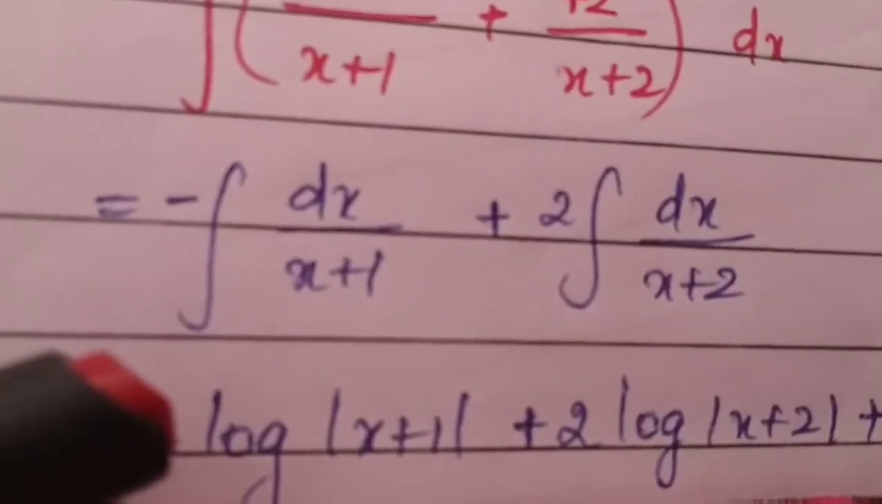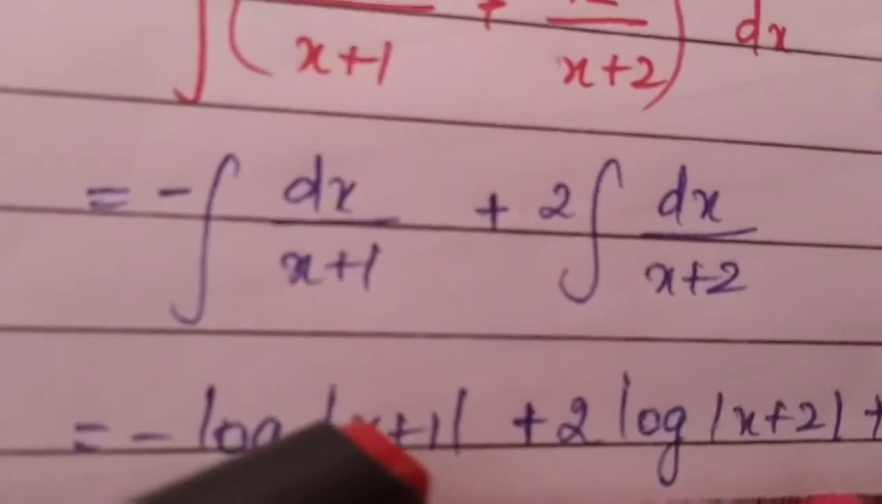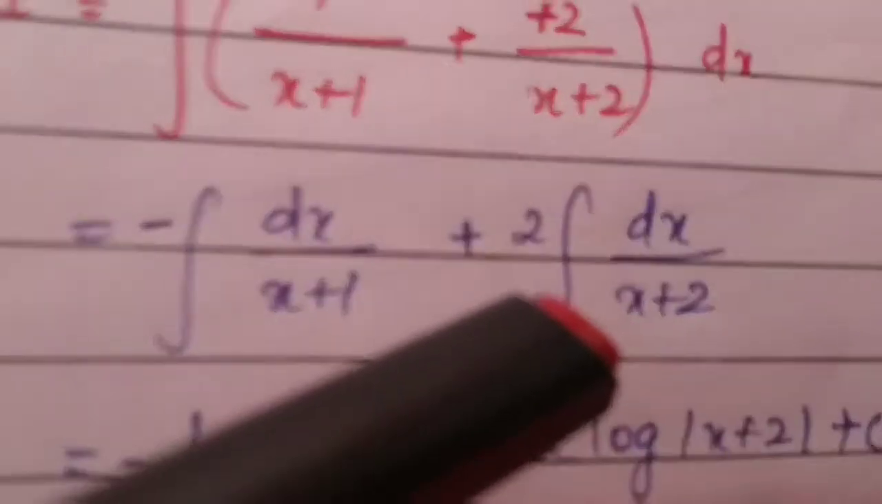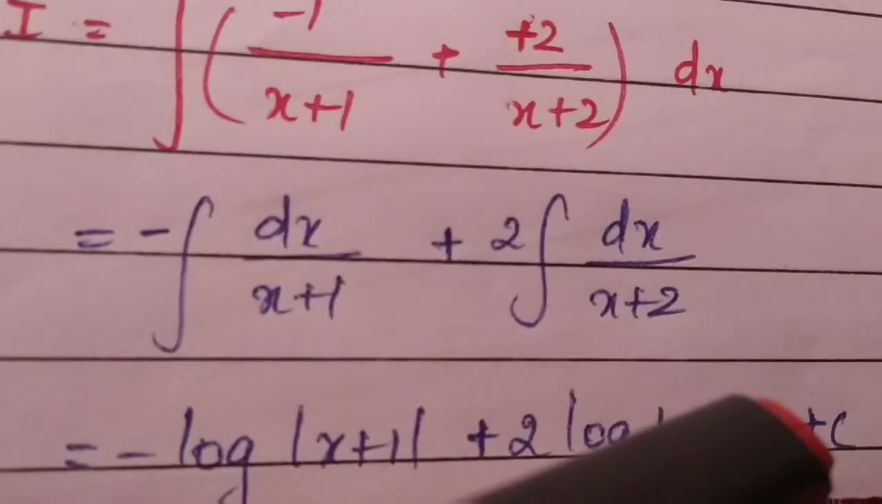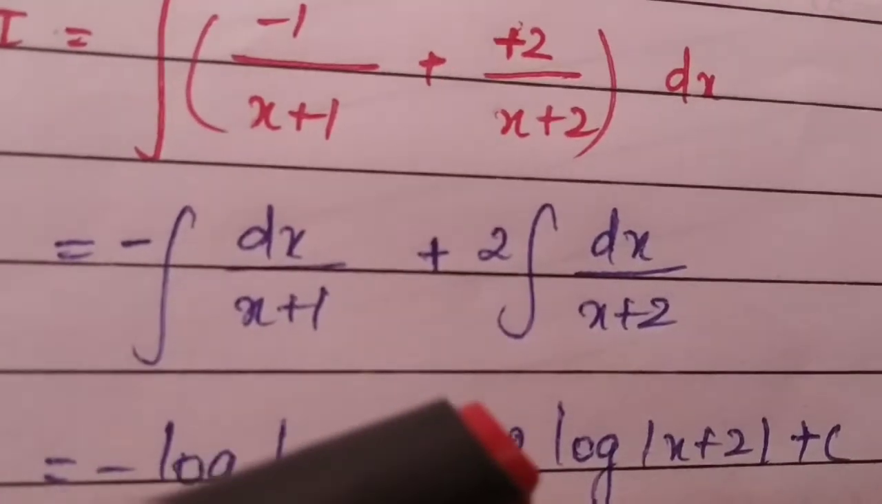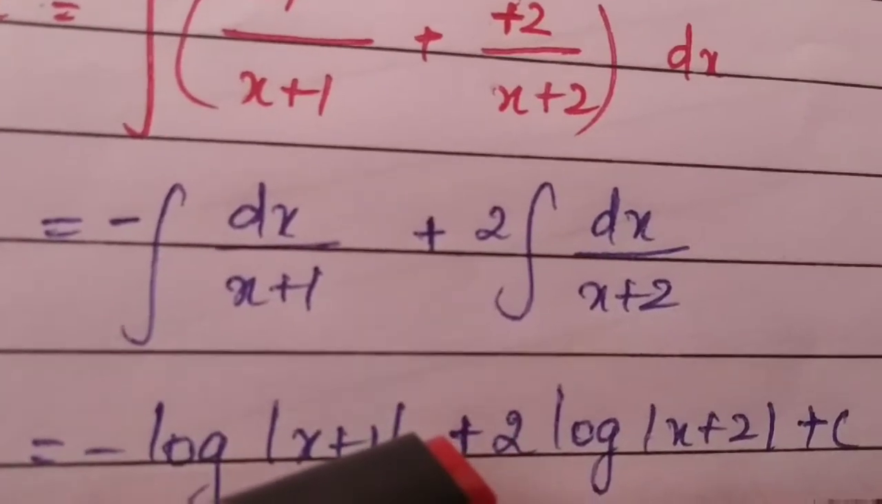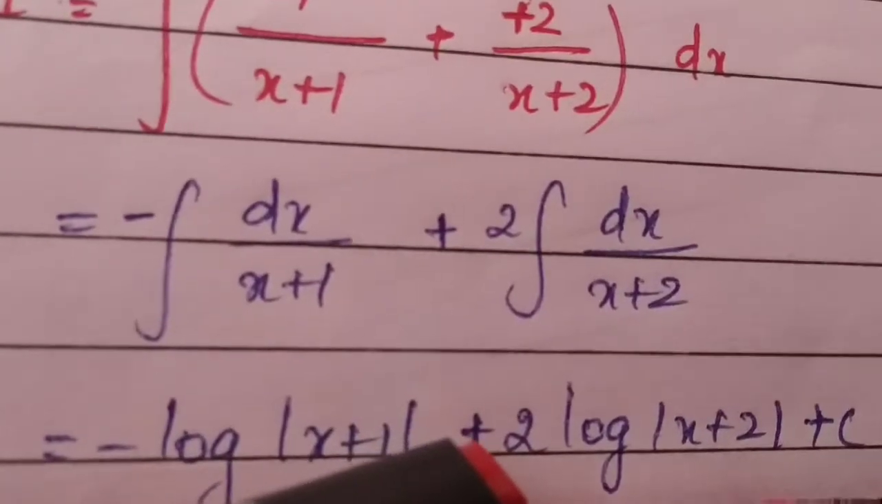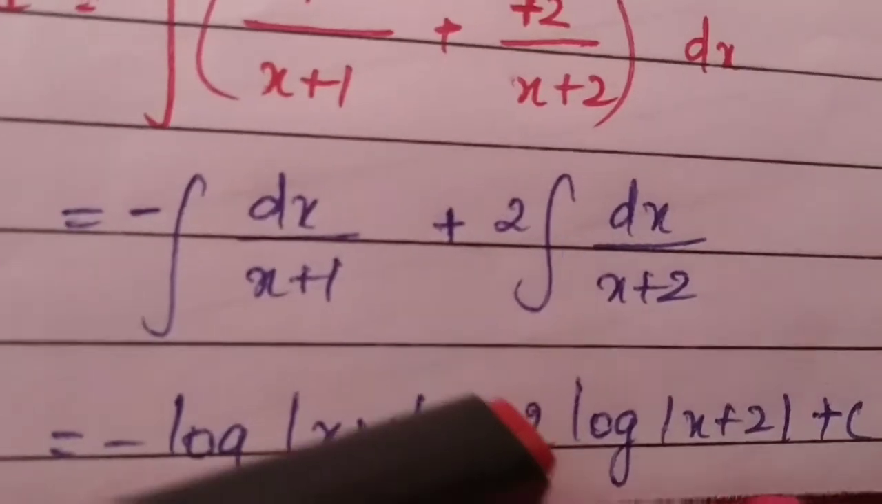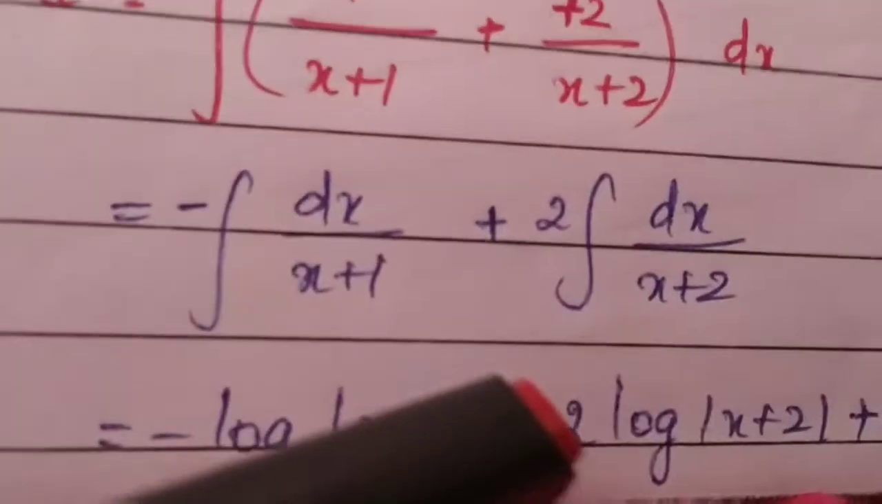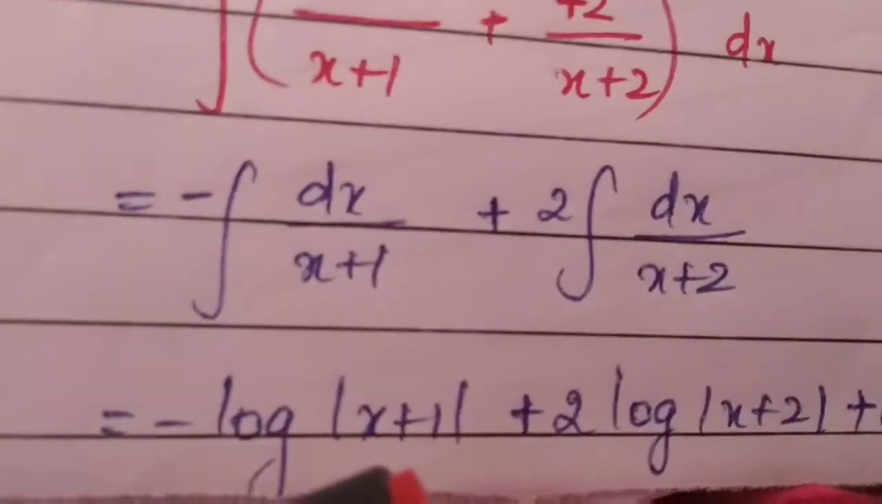Then you can write it as minus log of modulus of x plus 1 plus 2 divided by 2 into log of x plus 2 plus c. Now, if it is log x power n, it can be written as n into log x. Therefore, this n is nothing but 2, so you can bring it to the power: log of modulus x plus 2, the whole square.